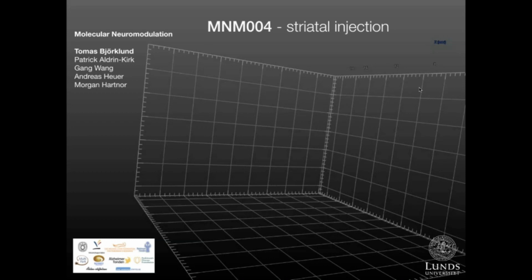And I'm just going to end with a fly-through of a rat brain using the M&M004 injected into the striatum.